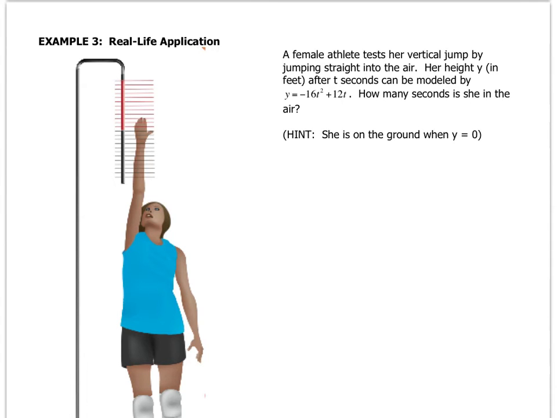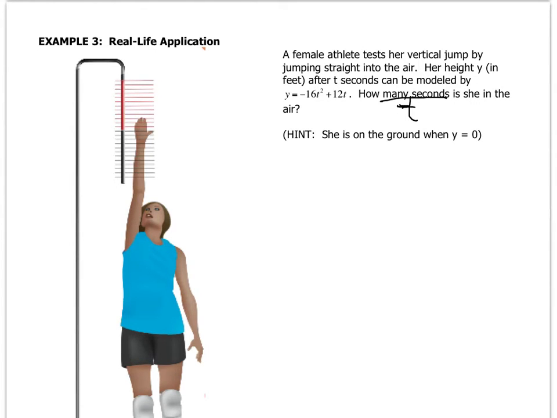All right, last one together, example 3. A female athlete tests her vertical jump by jumping straight into the air. Her height in feet after t seconds can be modeled by this polynomial. How many seconds is she in the air? So we're looking for a value of t. Now that must mean that we know the value of y.